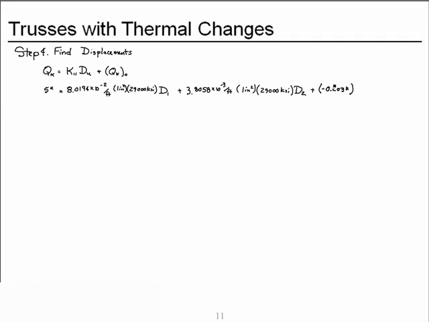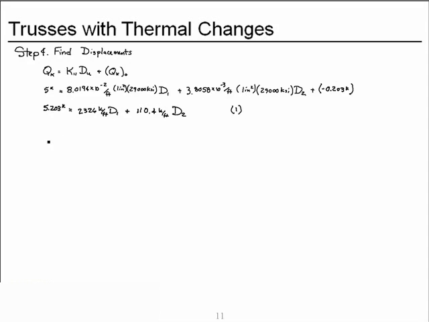So if I take this term, move it to the other side, and combine it with the 5 kips, we get 5.203 kips equals, when I put this together, I get 2326 kips per foot times unknown displacement 1, and to which I add, we put these together, 110.4 kips per foot times unknown displacement 2. That's equation 1.